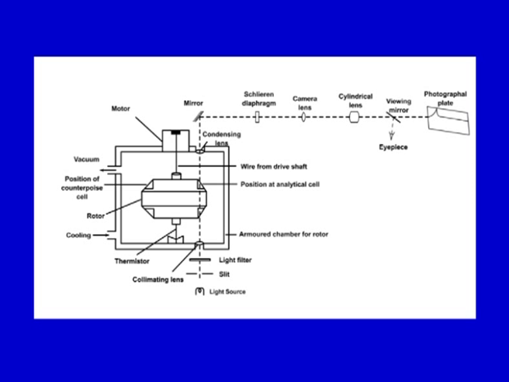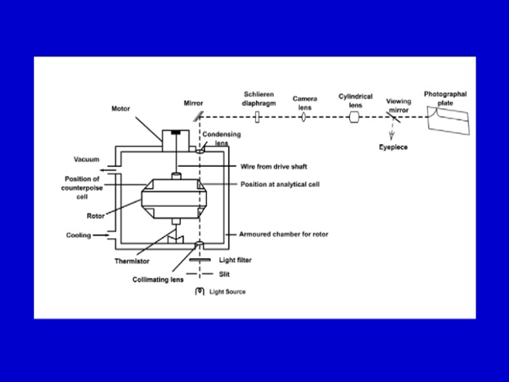This is a solid rotor which contains a counterpoise cell and analytical cell, and this is placed in here with the collimating lens. Light comes from the collimating lens, passes through the analytical cell and is then collected by the condensing lens, that is reflected by a mirror, and there is a system of Schlieren diaphragm, camera lens, cylindrical lens, and finally photographic plate where the peak or the data is being recorded. And like I said, photographic film could be replaced by an electronic scanning system actually.